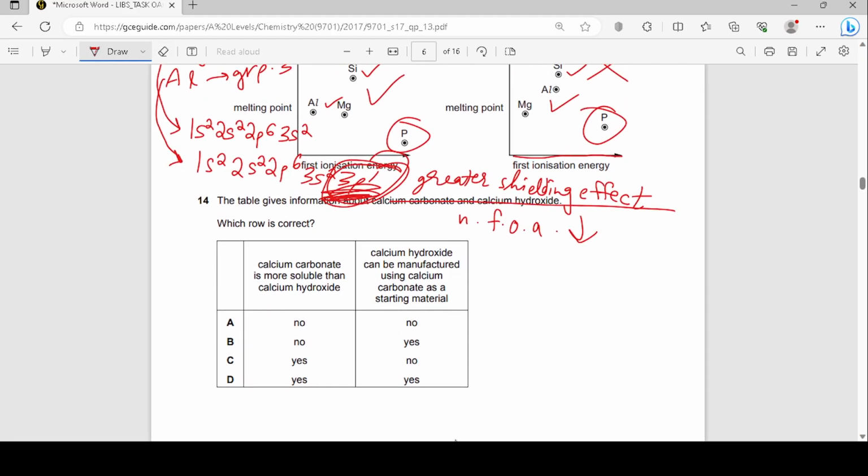The table gives information about calcium carbonate and calcium hydroxide. Which row is correct?